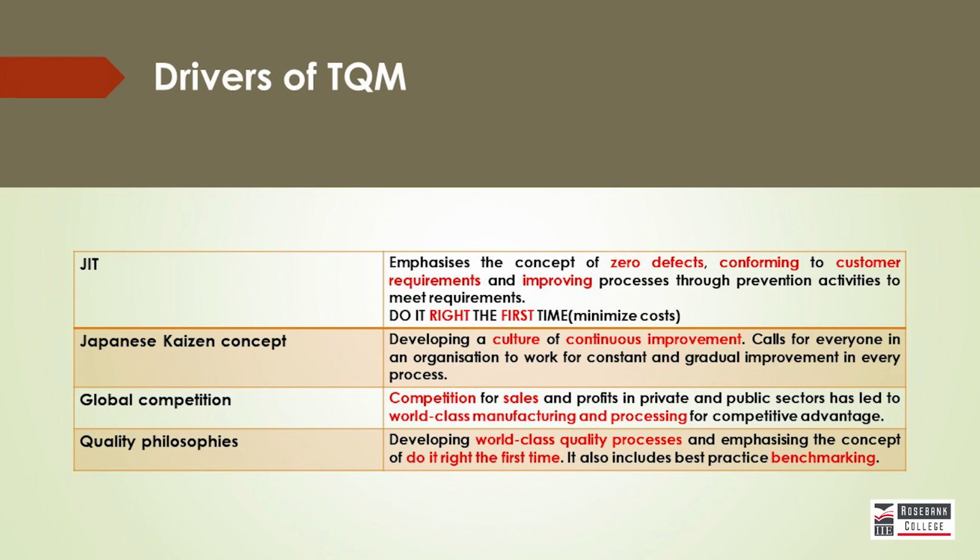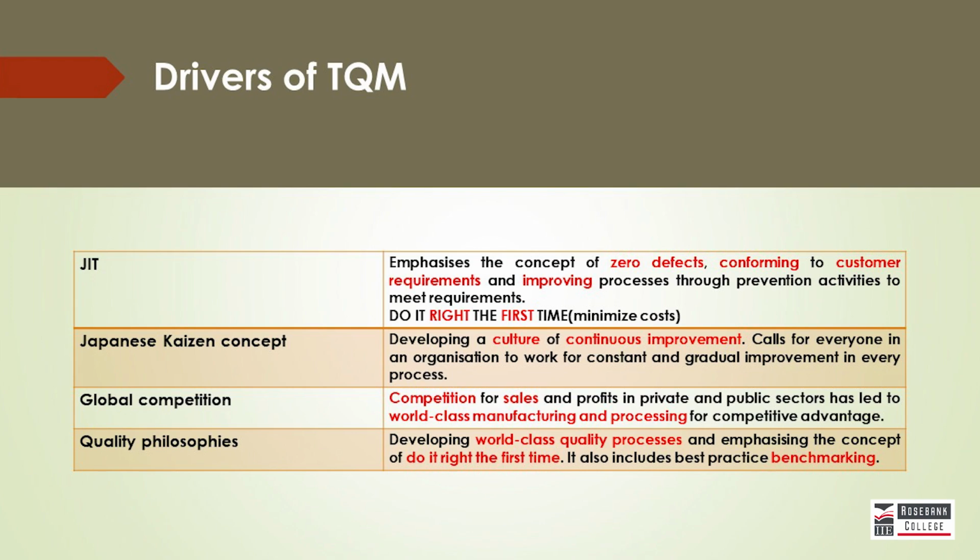It emphasizes the concept of zero defects, conforming to customer requirements, and improving processes through prevention activities to meet requirements. You have to do it right the first time. And all this minimizes costs. The next concept is the Japanese Kaizen concept. This involves developing a culture of continuous improvement. It calls for everyone in the organization to work for constant and gradual improvement in every process.